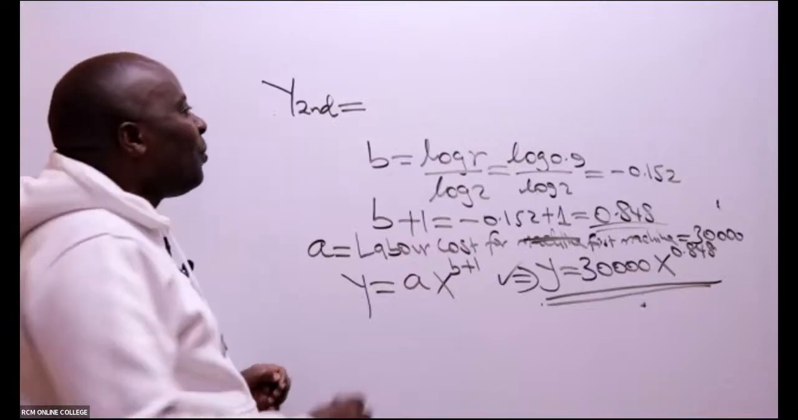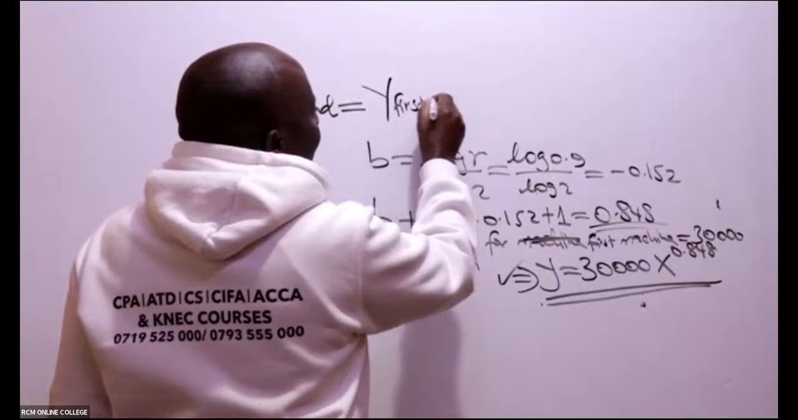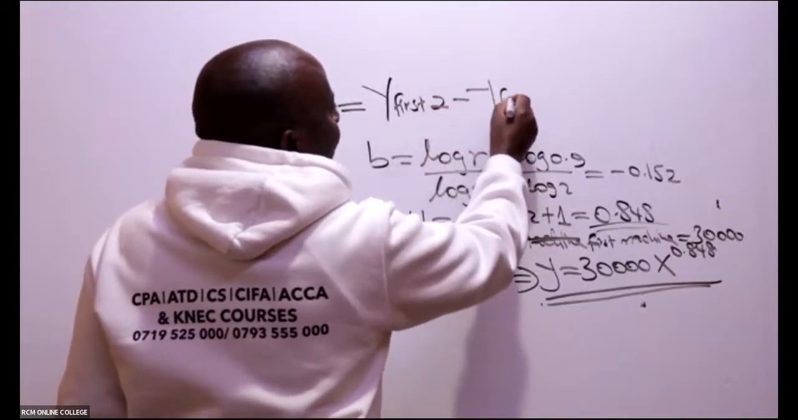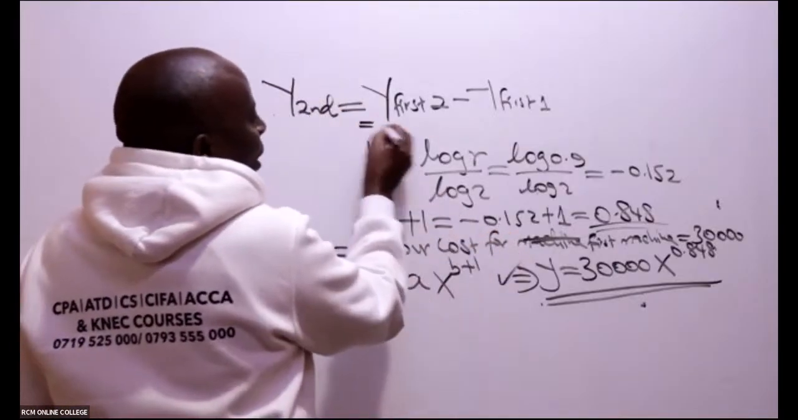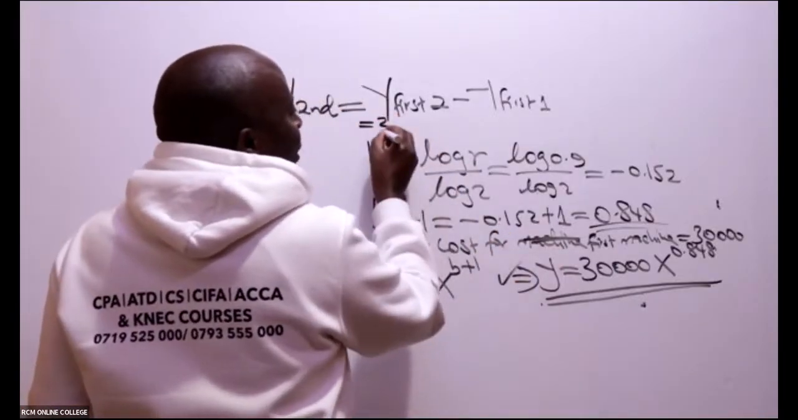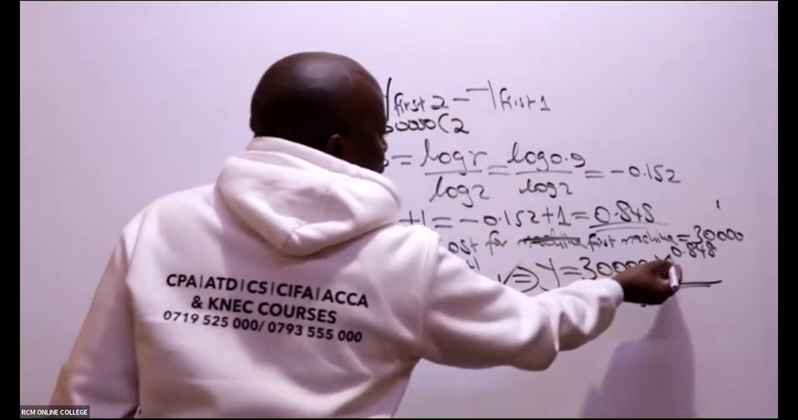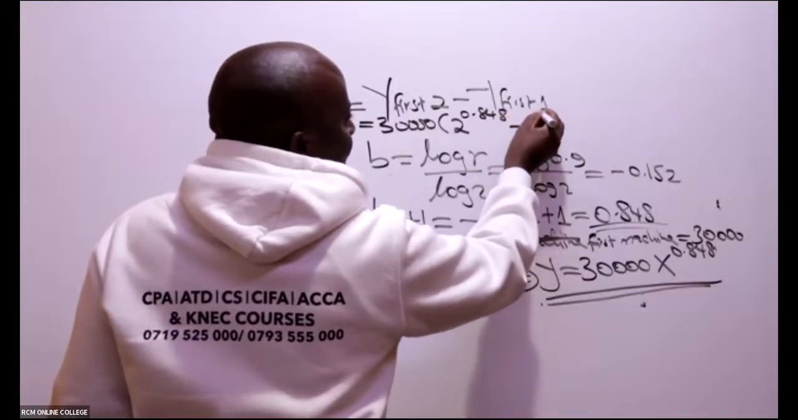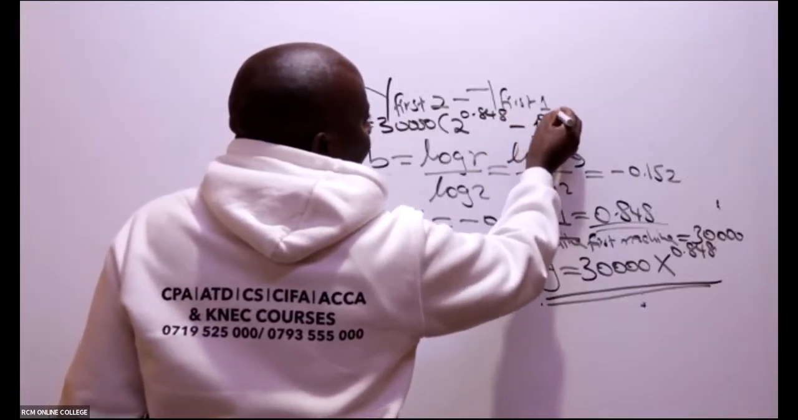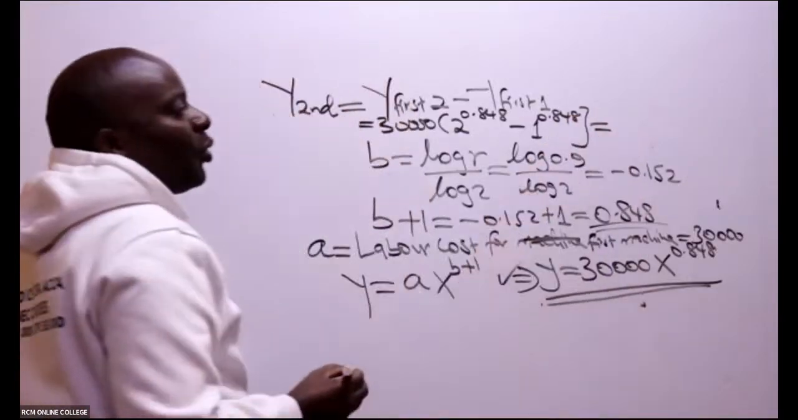Someone has told me, Mwalimu, this one is easy. Come and say Y, first 2 minus Y, first 1. And once you have done that, then you have your equation here. Put A outside, 30,000 into 2 raised to 0.848 minus 1 raised to 0.848. So please go ahead and give me this labor cost.